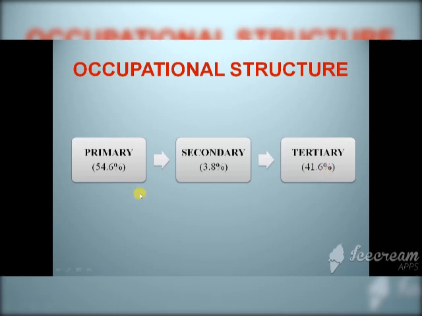So this composition shows that the maximum concentration in India is in the primary sector. They are more engaged in the primary sector, then comes tertiary, and then secondary. That is why it is rightly said that India is an agrarian country.